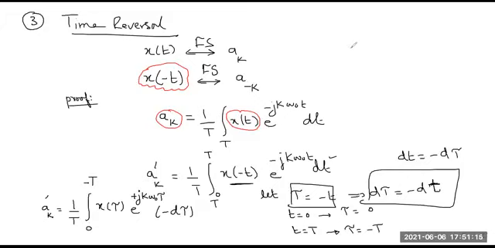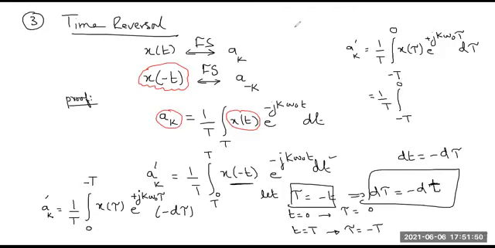So what will happen to the expression? The Fourier series coefficient a k dash will become 1 over T, integrating from minus T to 0, x of tau e to the power plus j k omega naught tau d tau. Now I can write this expression as 1 over T, integral from minus T to 0.